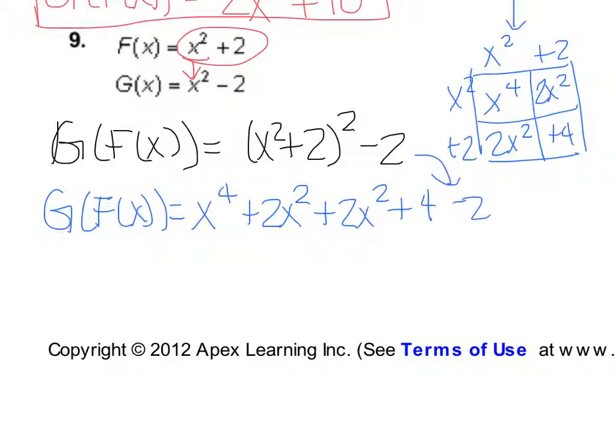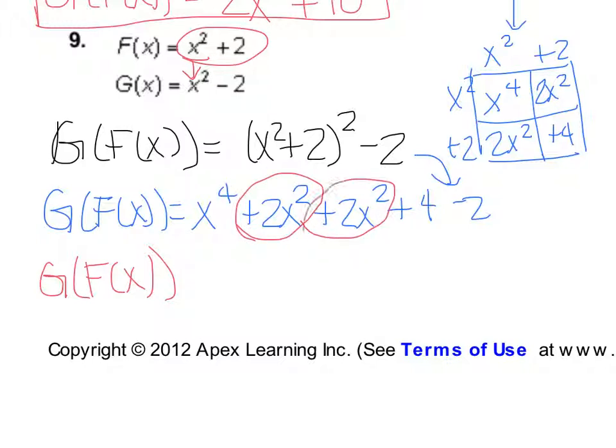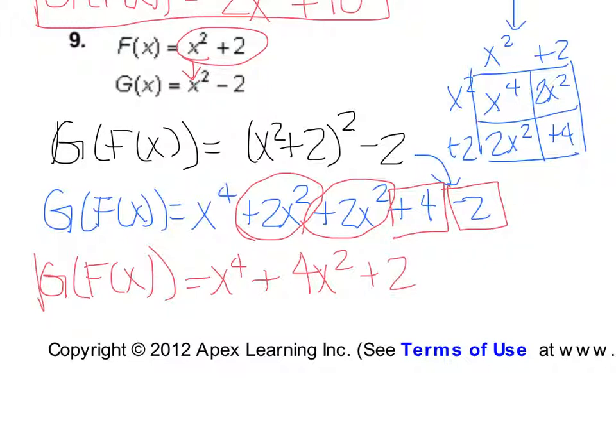So I'm just looking to see what I can combine together from my last row. And I can combine my 2x squared and my 2x squared. I can also combine my plus 4 and my minus 2. So I'm going to bring down my x to the 4th. So g of f of x equals x to the 4th plus 2x squared plus 2x squared is 4x squared. And 4 minus 2 is 2. So that would be my final answer.